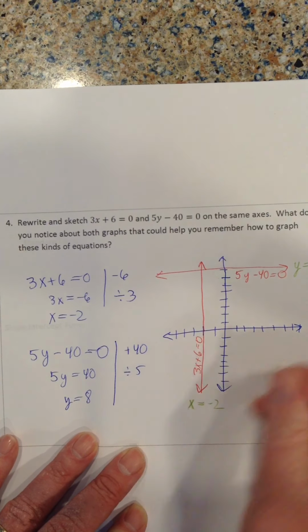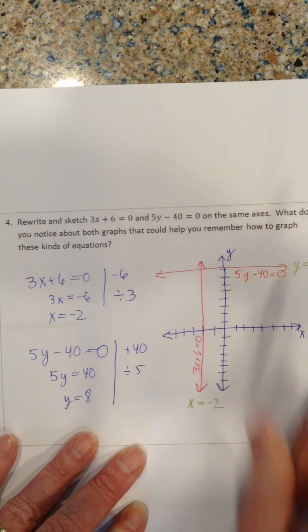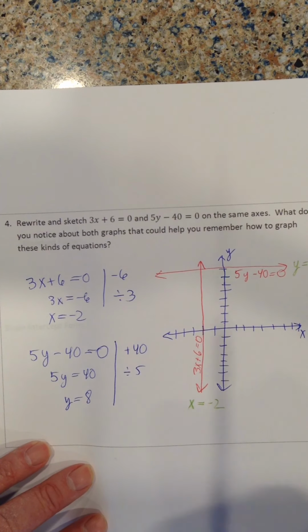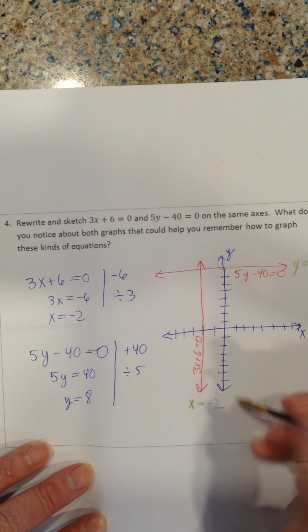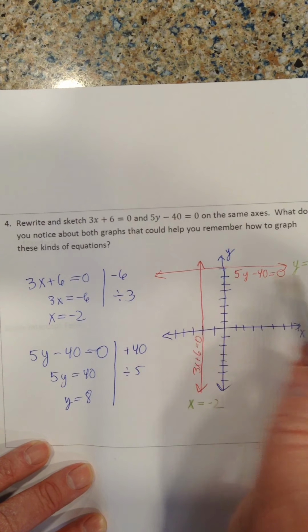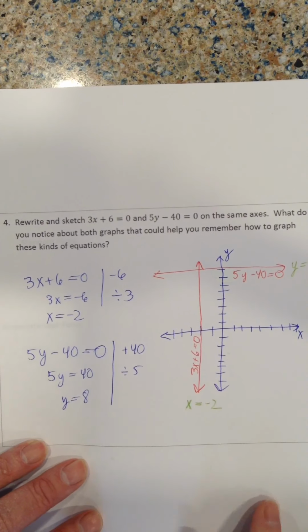I should probably label my x and my y-axes there. Okay, and if it's x equals, it goes through the x-axis, right? And if it's y equals, it goes through the y-axis. That's how you kind of know and remember.